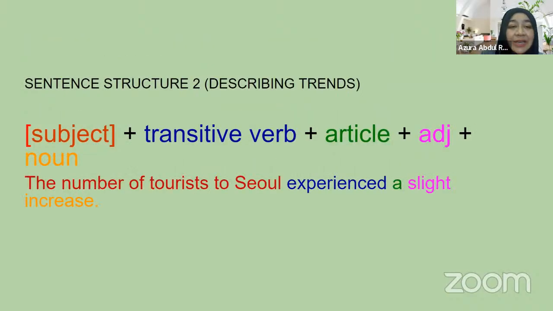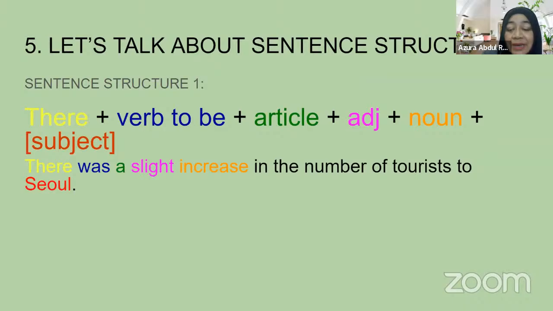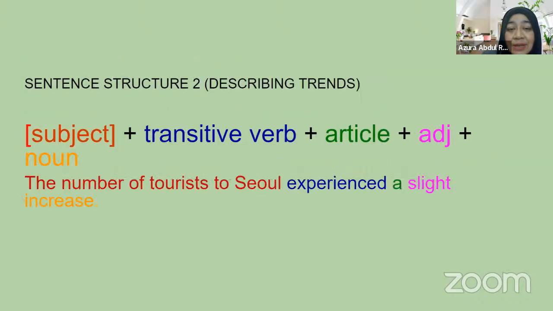Another way of writing it is with the subject first: subject plus transitive verb, plus article, plus adjective, plus noun. So, the number of tourists to Seoul experienced a slight increase. The subject is the number of tourists to Seoul. The transitive verb is experienced. The article is a, the adjective is slight, and the noun is increase. So if you want to use the noun, this is how you do it.